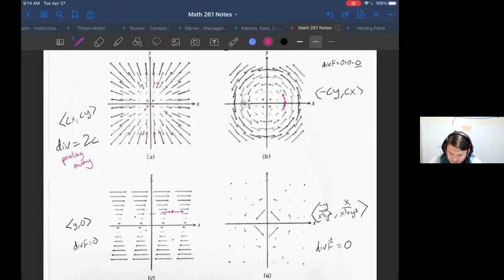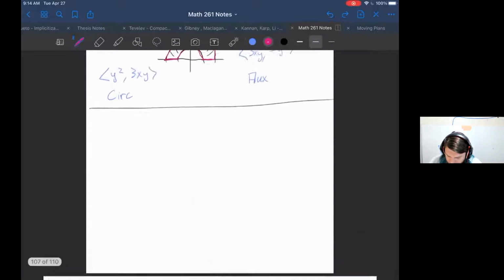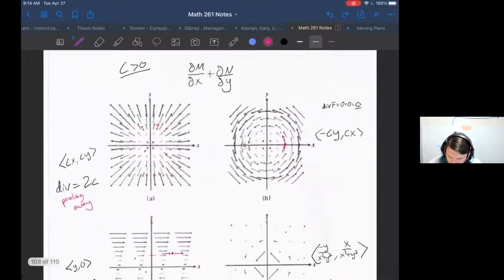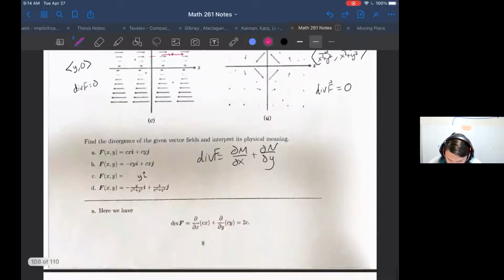Is this still section 16.4? It is. It is still section 16.4. So we are going to be a bit behind, but I did want to cover some of this stuff.